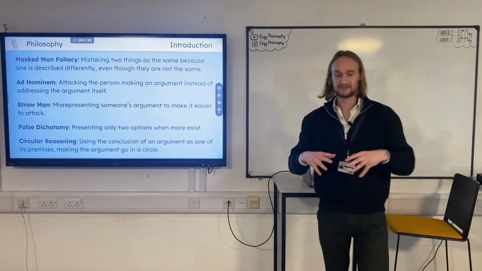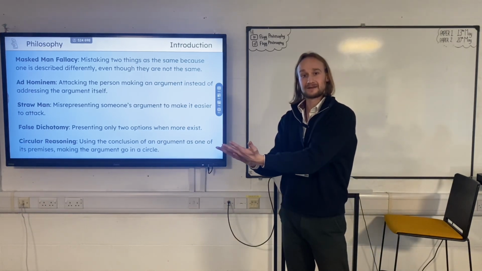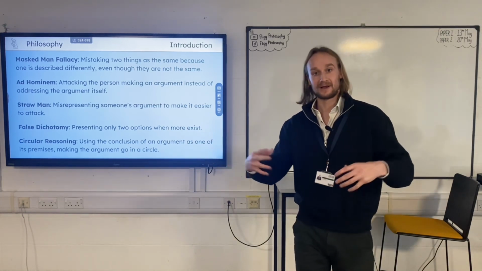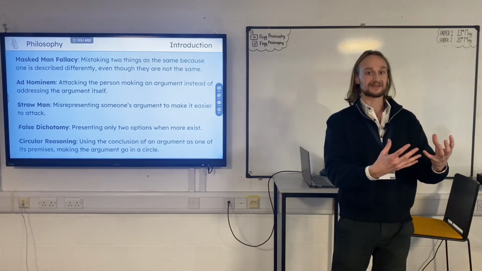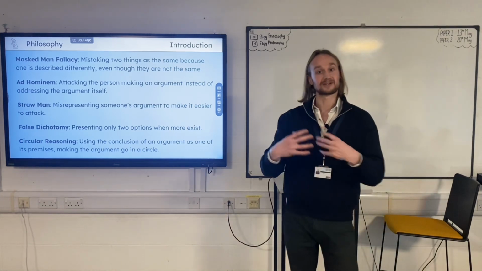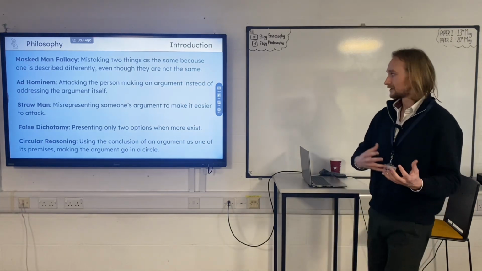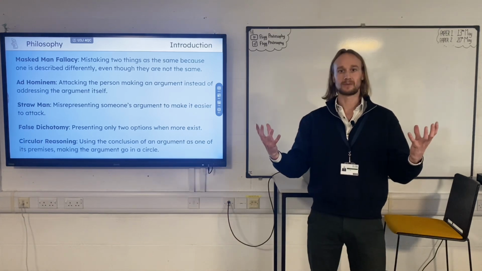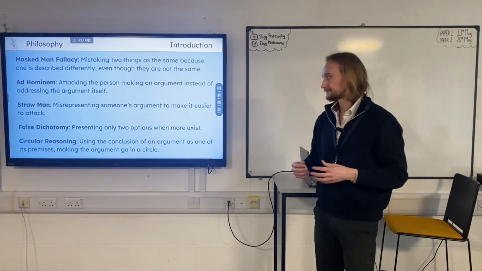Straw man is misrepresenting someone's argument and arguing against something that's not actually anything to do with what they're stating. So it's arguing against the wrong argument, or misinterpreting their argument, and therefore what you're saying against them isn't going to be valid because it's not actually what they've said. False dichotomy is presenting two options and saying these are the only two options you've got, when there actually might be lots more options out there that you could consider.